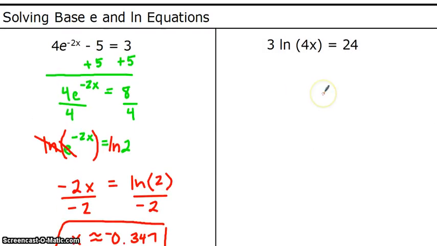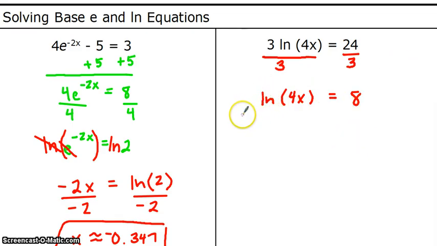All right, so let's try one with a log. Okay, just like with the exponential, I want to isolate the log first. So I want to get this ln of 4x by itself. So I'm going to divide by 3, cancel that 3 out in front. So that'll be ln of 4x equals 8. All right, so to cancel out the ln, I need to do it as a power of e. So it's e to the power of ln of 4x, e to the power of 8.